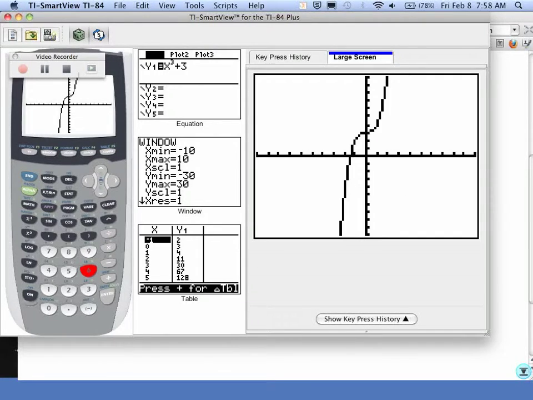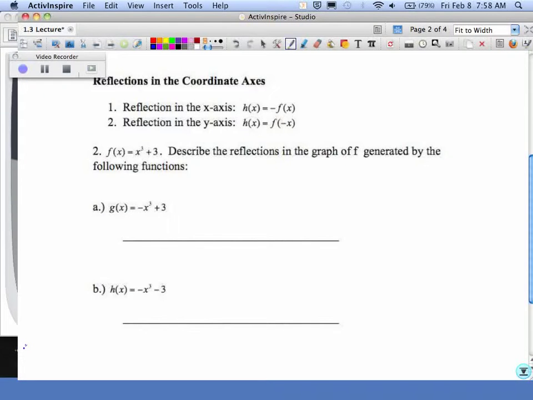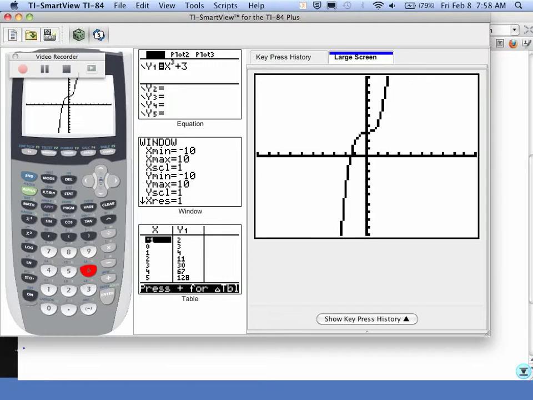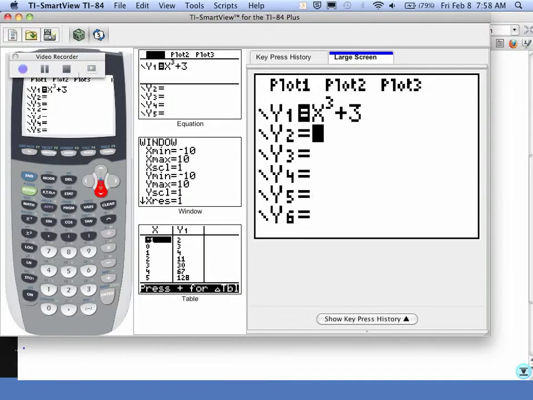All right. So now we're going to type in negative x squared plus 3. So when you look at negative x, I think I said squared, I meant cubed, negative x cubed plus 3. What's this going to do? Flip on the x-axis.